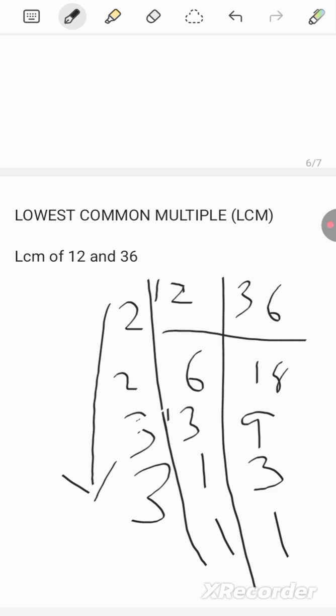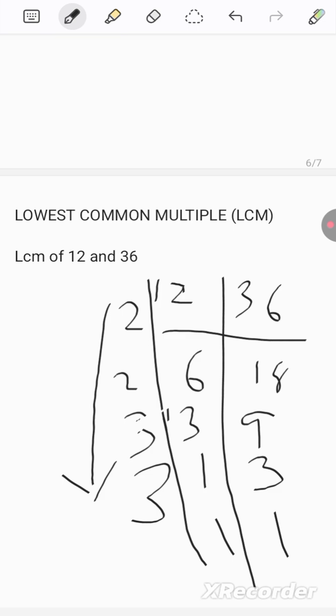Now, you don't necessarily have to do 2 in 12, 36 in 18. However, you have to take care that the number you are using can divide both these numbers, 12 and 36, without a remainder.